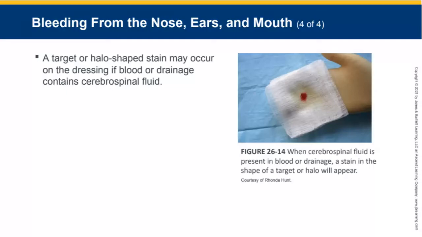A target or halo-shaped stain may occur on the dressing if blood or drainage contains cerebral spinal fluid, and that's from a skull fracture. So if you're not seeing blood alone, you should suspect a skull fracture.